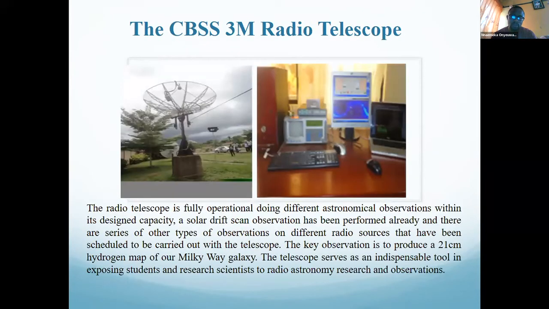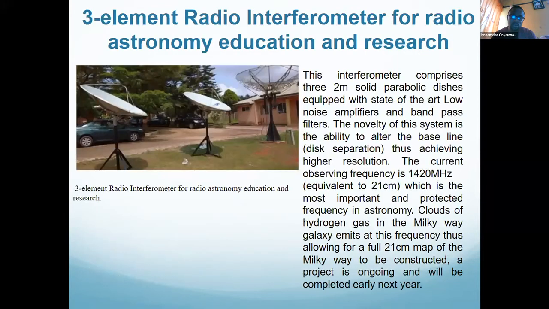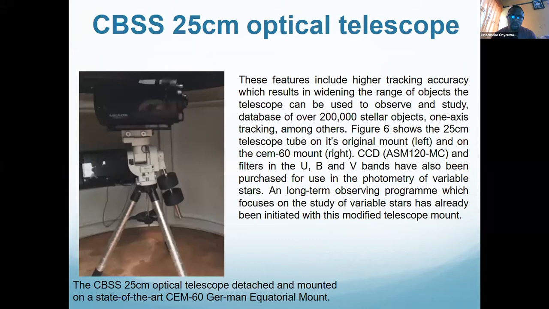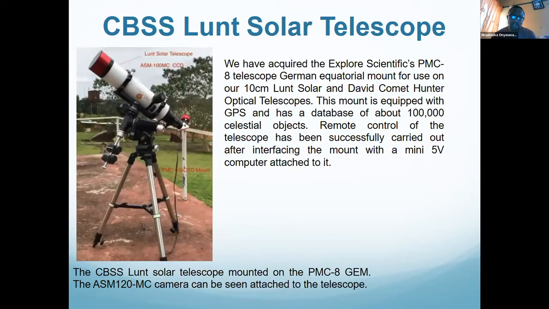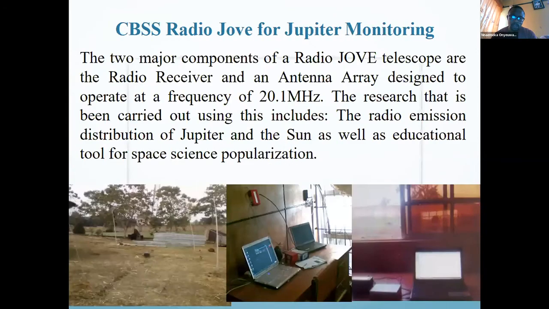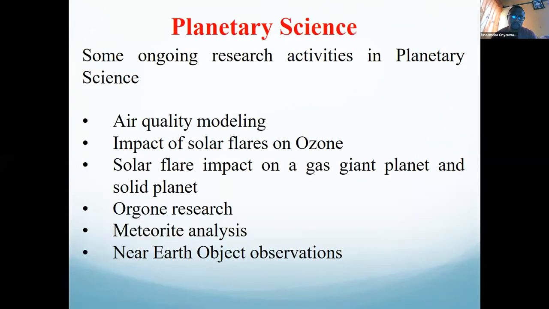Now, we use some of these equipments: a 3 meter optical radio telescope, and a 3-element radio interferometer for radio astronomy research and education. And this 3-element radio interferometer was basically designed by CBSS scientists and engineers. Also, we have the 25 cm MIADI optical telescope, and the long solar is there, up and running. Then the radio Joe, which we also incorporated as part of our research equipment, is also there.